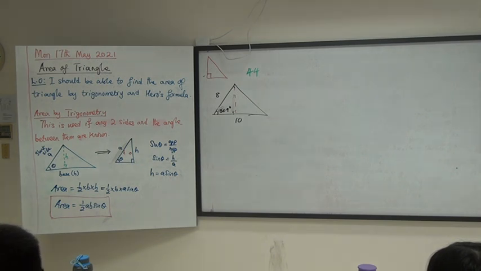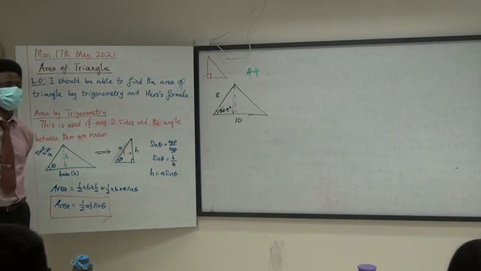Anyone can speak. Half times 8 times 10 sine 36 million. Is that correct or wrong? Correct. I'm speaking to 25 people. Is that correct or wrong? Correct. Thank you. That's how you find the area of the triangle, by trigonometry.